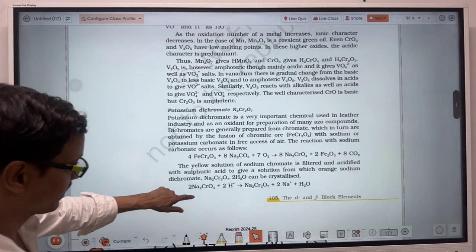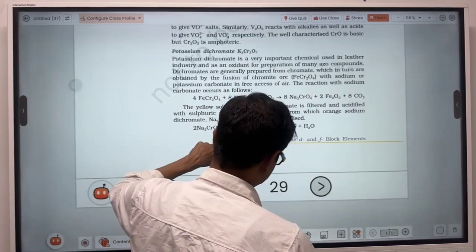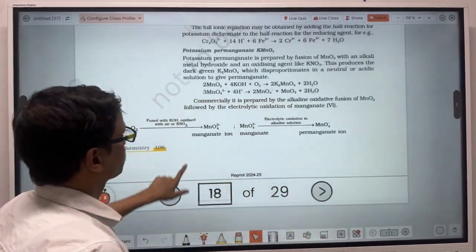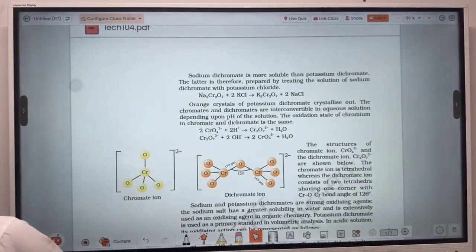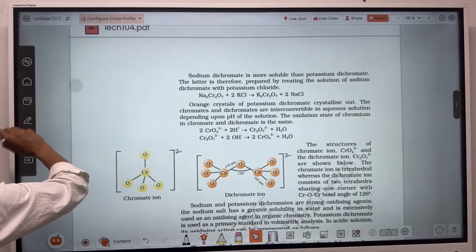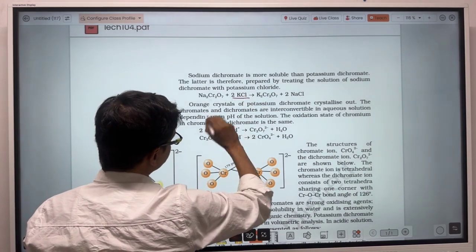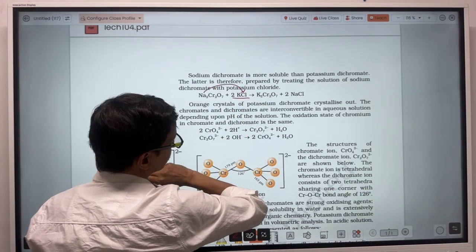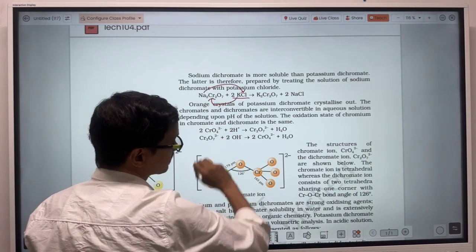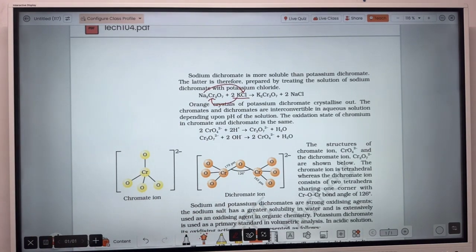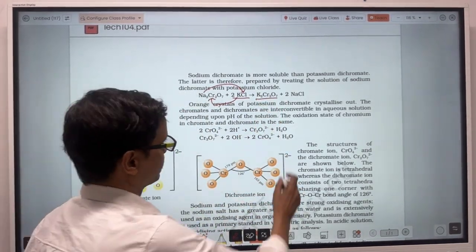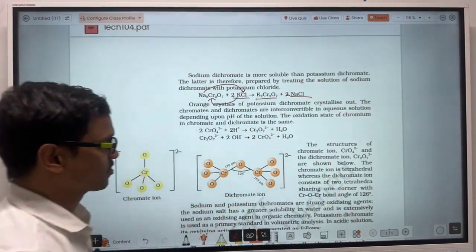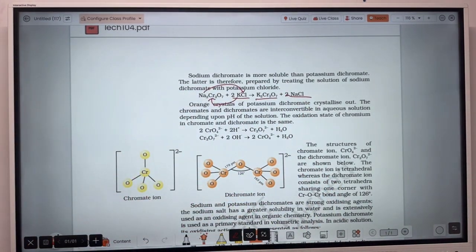and this sodium dichromate will be separated by the process of crystallization, and then treated with KCl. In that case, sodium will combine with chlorine to form NaCl, and potassium will combine with the remaining portion of dichromate. So there will be formation of potassium dichromate and NaCl. This potassium dichromate can also be separated out by crystallization.